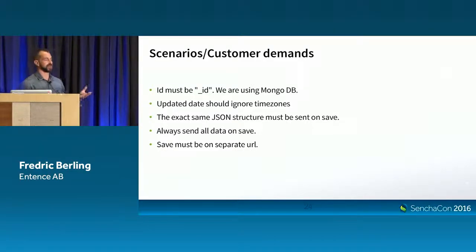So our new customer demands that the ID must be underscore ID, because they're using MongoDB and you can't change that. Live with it. The updated date should ignore time zones. The date that comes from the database is going to be the exact same date and time shown for the user. It's not going to add some time zones on it. And the exact same JSON structure that we read must be saved back.